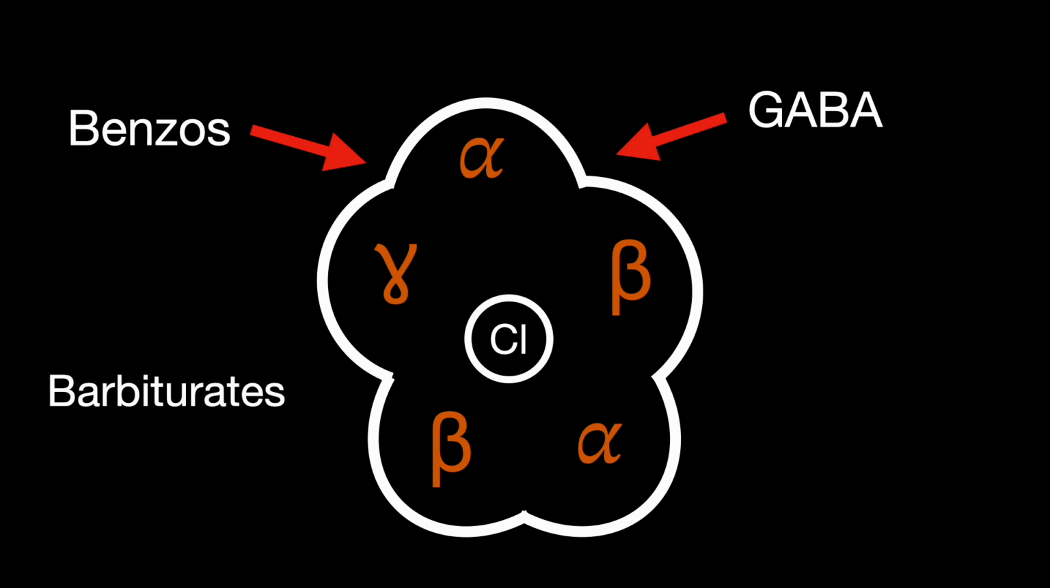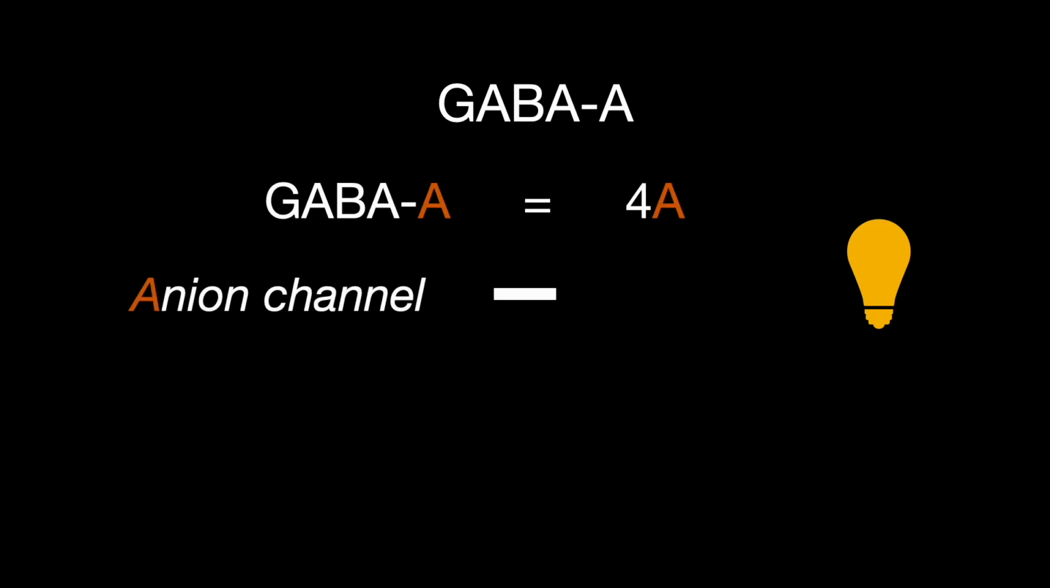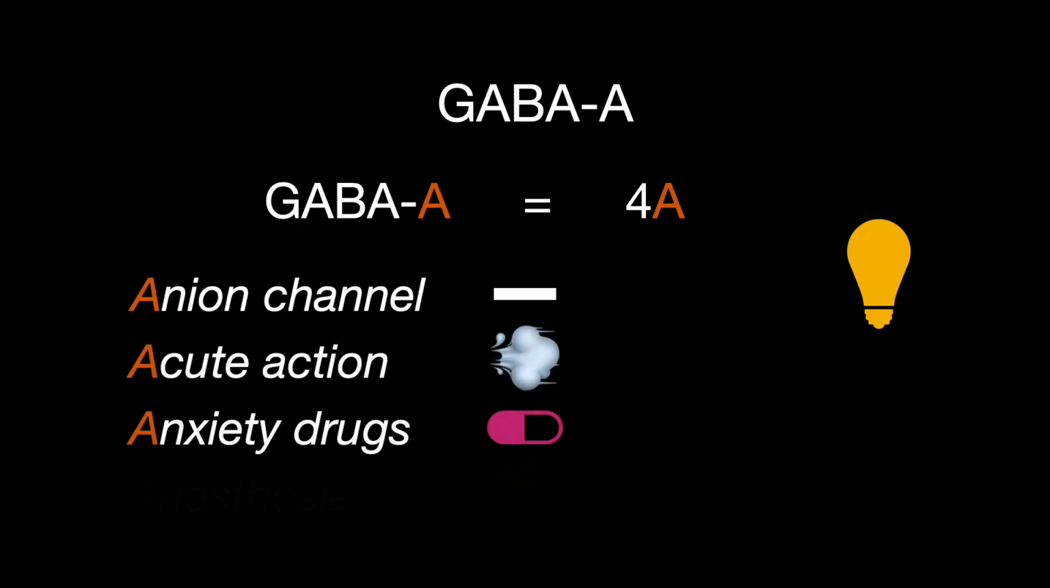Barbiturates bind to a separate allosteric site on the GABA-A receptor and keep the chloride channel open longer, enhancing inhibitory neurotransmission. So, are you wondering how to remember the GABA-A receptor? It's simple. So, let's set up the equation then. GABA-A equals 4A. Anion channel, acute action, anxiety drugs, anesthesia.